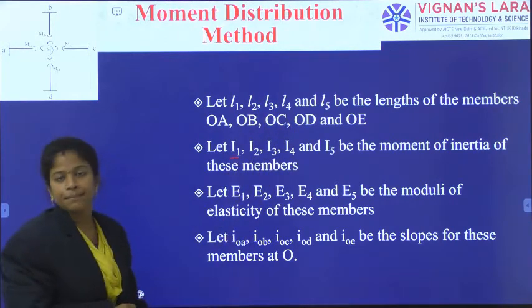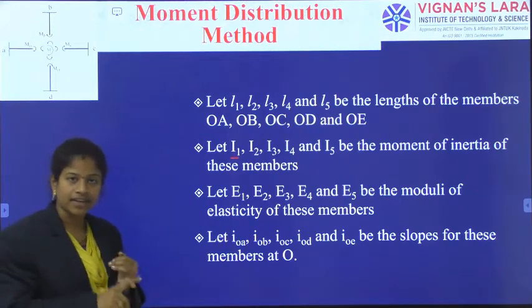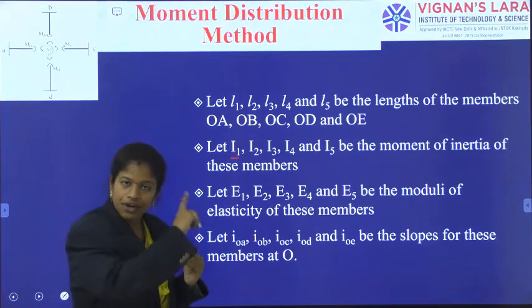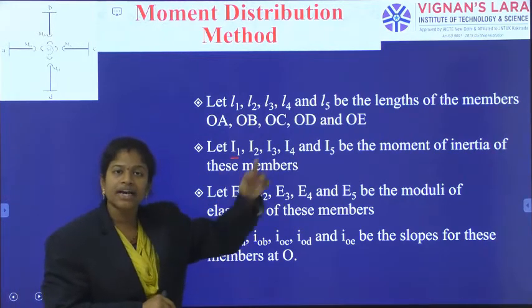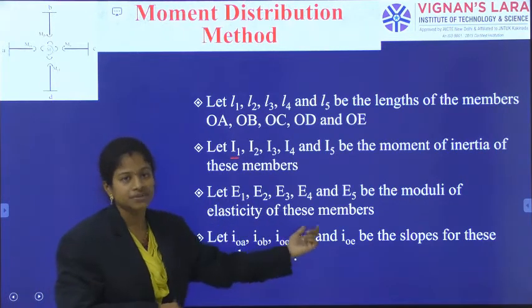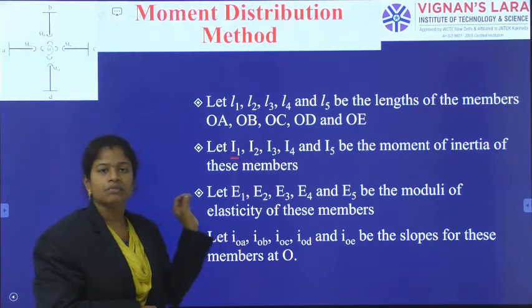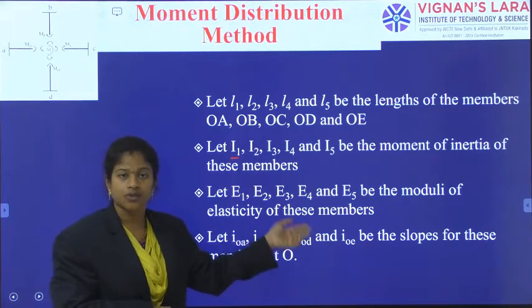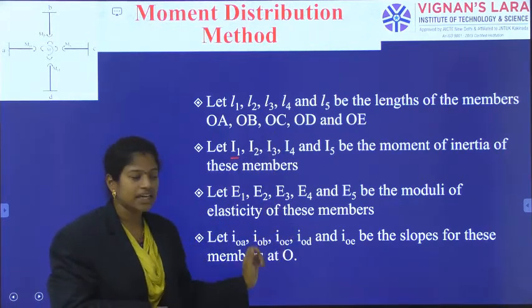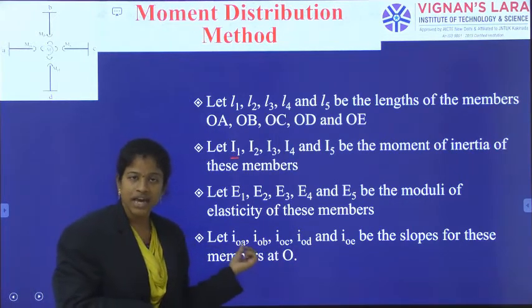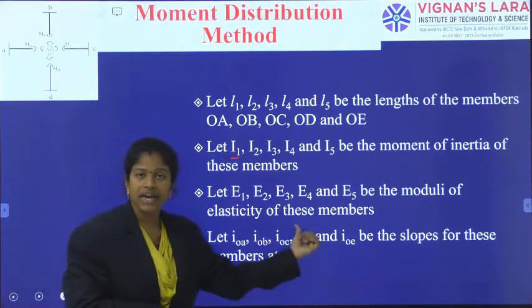So each member is having a different length. Each member may have a different moment of inertia. Each member connected there may have a different Young's modulus. Whatever the combination, I am also observing different support conditions. In all these situations, each member has some slopes: IOA, IOB, IOC.